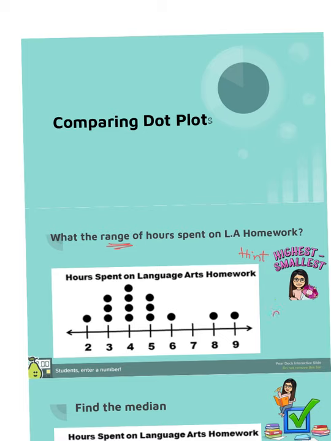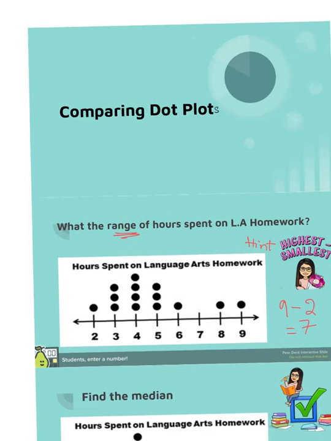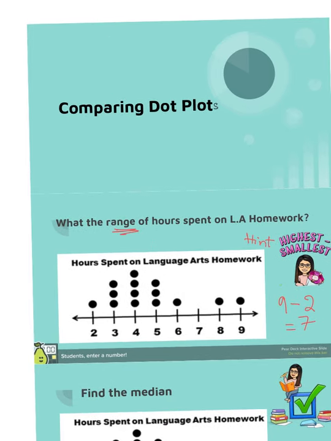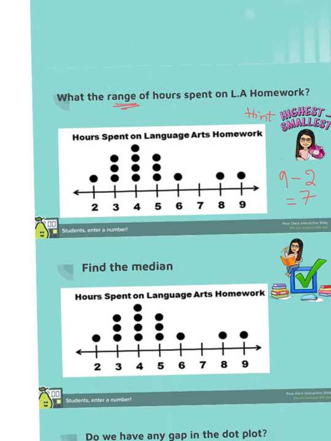So if you take 9 as the highest value, take away 2 as the smallest value, you will get 7 for the range of the hours that learners spend on homework, right? Some of them take 2 hours, but some of them may take more than that.